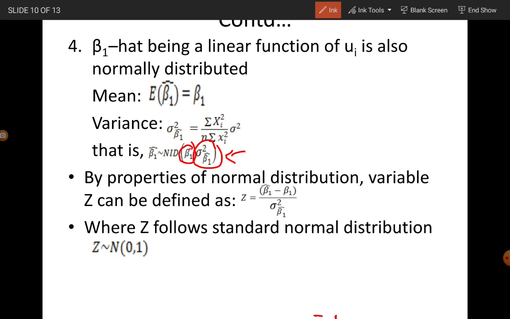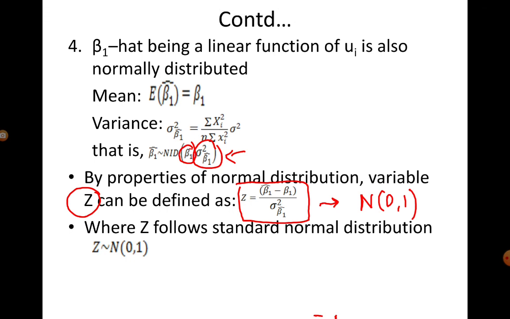Now another property of any normally distributed variable is that you can always define a variable z which is standard normal. That is, if I perform this mathematical operation, the estimated value minus mean divided by the standard deviation, what you will get follows a normal distribution with mean 0 and variance 1. This is called a standard normal distribution. So it's another added advantage of using the normal distribution assumption.